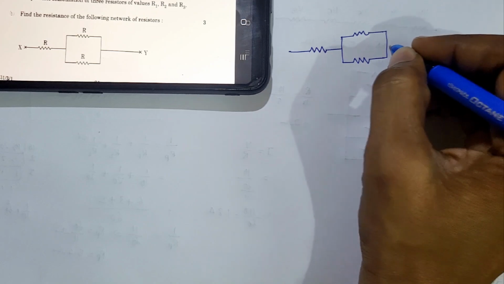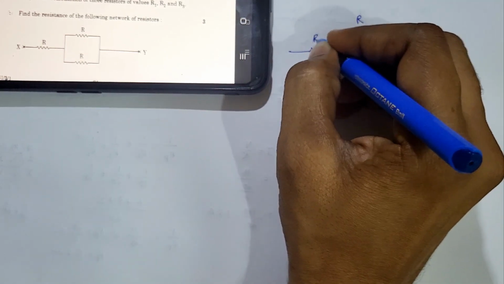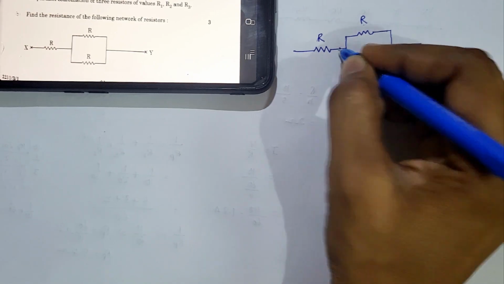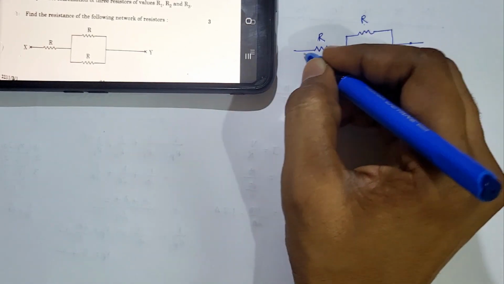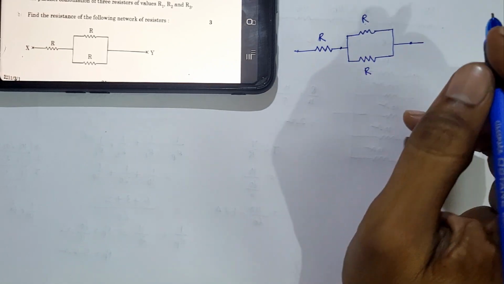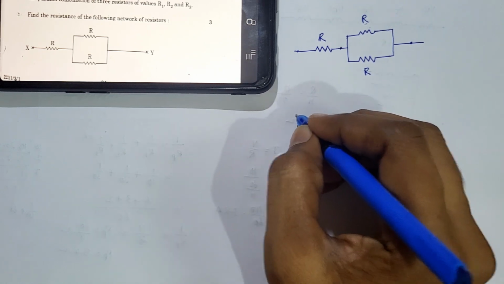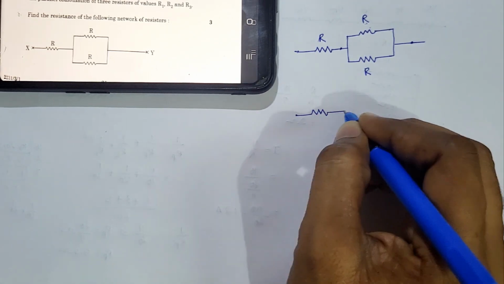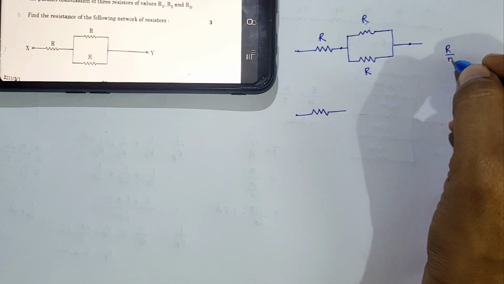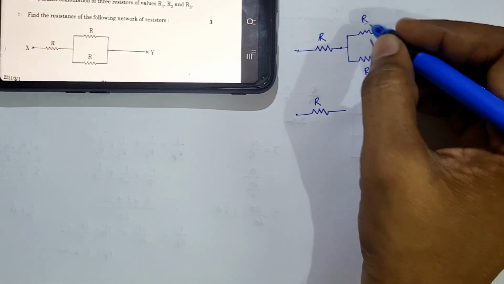Like this. This is also R, and this is also R, and this is also R. Solve the R parallel combination first, and then the series combination. These two you solve first. R and R in parallel, what will come? It will come R by 2. Remember the formula R divided by N. N, how many are there here? 2 are there. So it becomes this combination only.